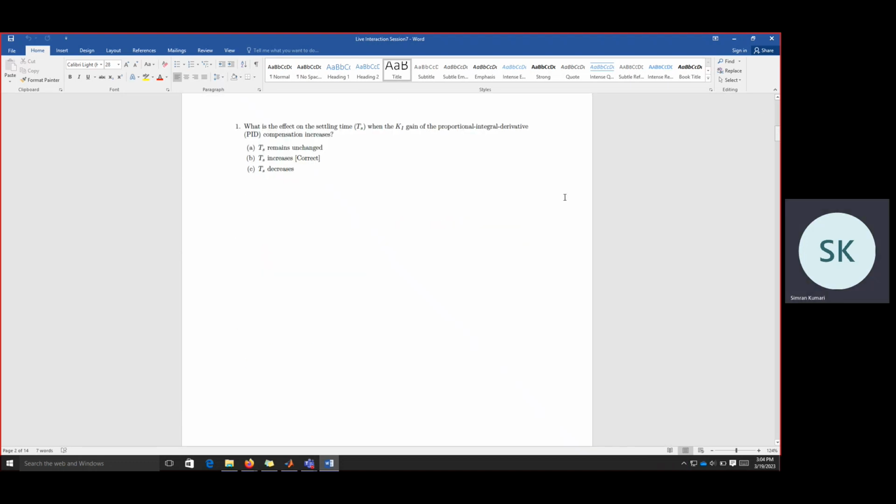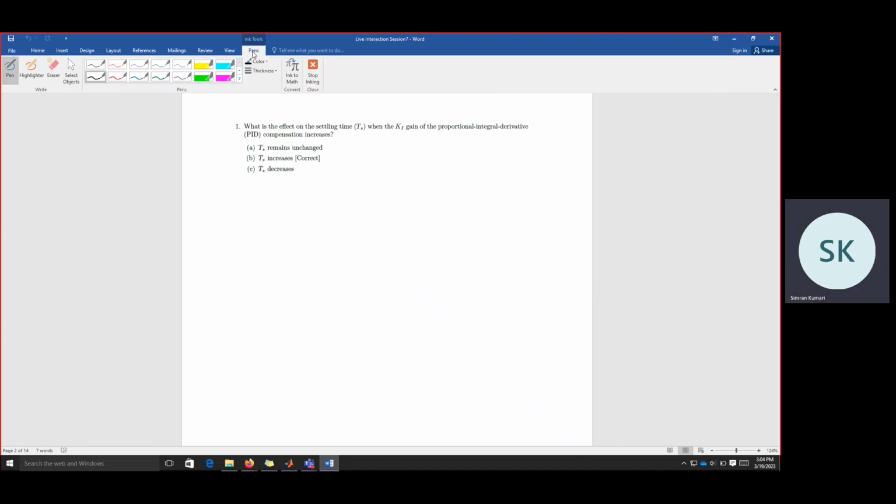This is the first question. We have gone through this PID controller and we saw the effect of these terms, the integrator, derivative, and proportional term. So this question asks that when Ki, the integral gain in the PID controller, is increased, what is the effect on settling time?